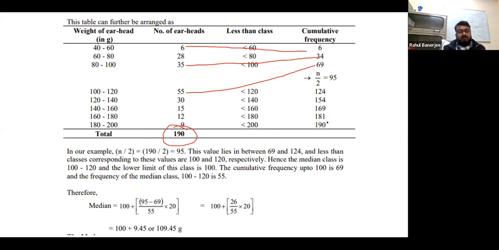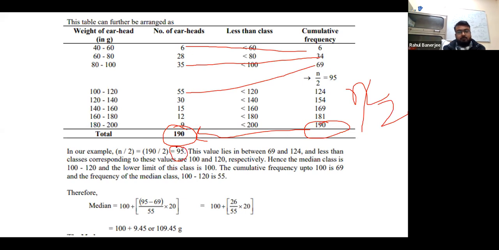One check measure: the final cumulative frequency and this value will be the same, because cumulative frequency is obtained by adding each of the values and this is the total frequency. So these two have to be the same. We need to determine what our n is. In this case, our n is 190, and we then find n by 2. So n by 2 is 95.